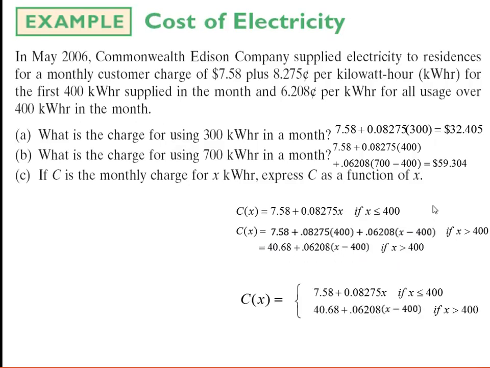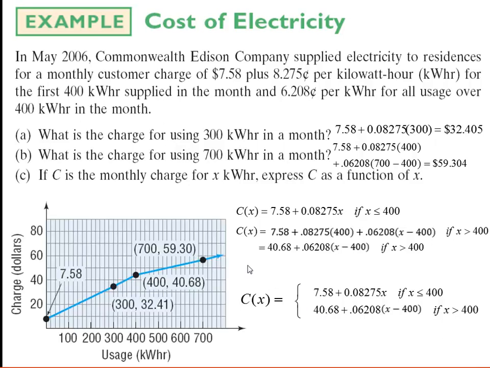Okay, so ultimately, here's my piecewise defined function. If X is 400 or less, I'm going to use this equation to find my cost. If X is greater than 400, I'm going to use this equation to find my cost. If we wanted to graph that, it would look something along these lines. I graph this line for the first 400, and then this line right here for X greater than 400. So there's a cool little application of piecewise defined functions.